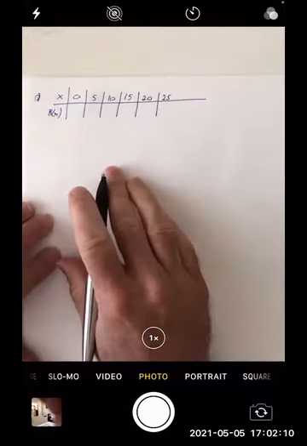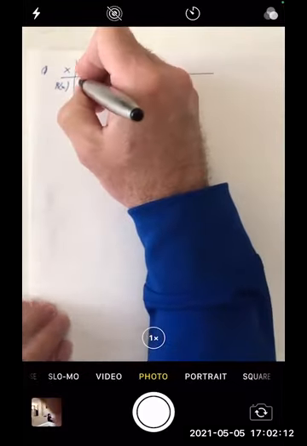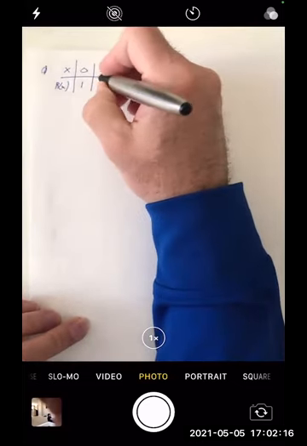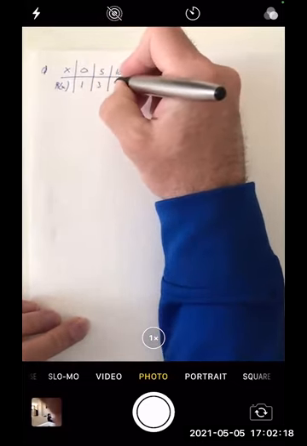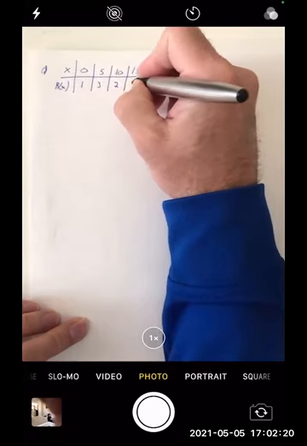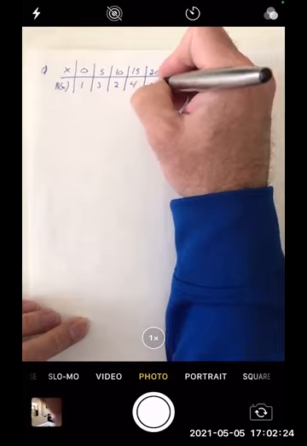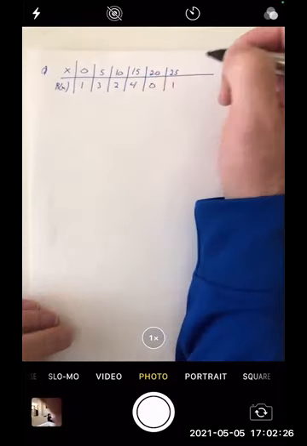Okay, then R of X. Keep on small, so like 1, 3, 2, 4, 0, and 1.